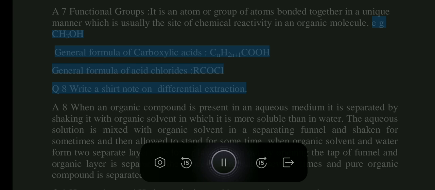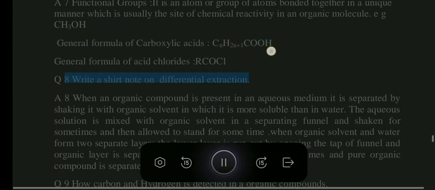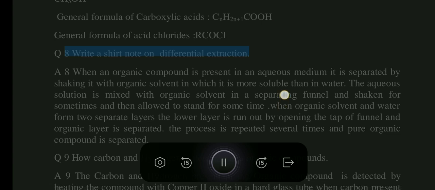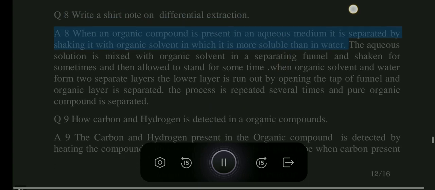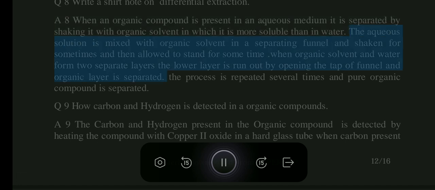Q8. Write a short note on differential extraction. Answer: When an organic compound is present in an aqueous medium, it is separated by shaking it with an organic solvent in which it is more soluble than in water. The aqueous solution is mixed with organic solvent in a separating funnel, shaken for some time and then allowed to stand.